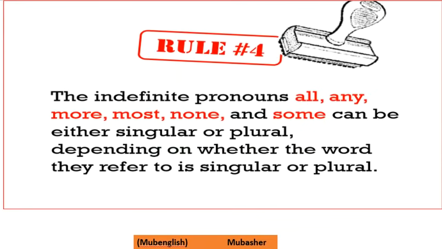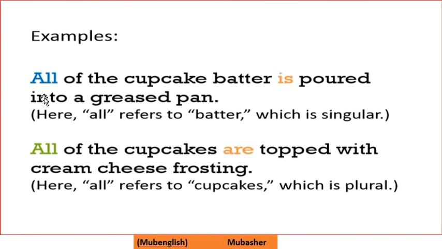Now let's do, okay, the last rule. We are going to finish this lecture for today with this rule, and the remaining rules we will discuss in the next lecture. According to this rule, the indefinite pronouns all, any, more, most, none, and some can be either singular or plural. It also depends on whether the word they refer to is singular or plural. Let's have a look at the situation.